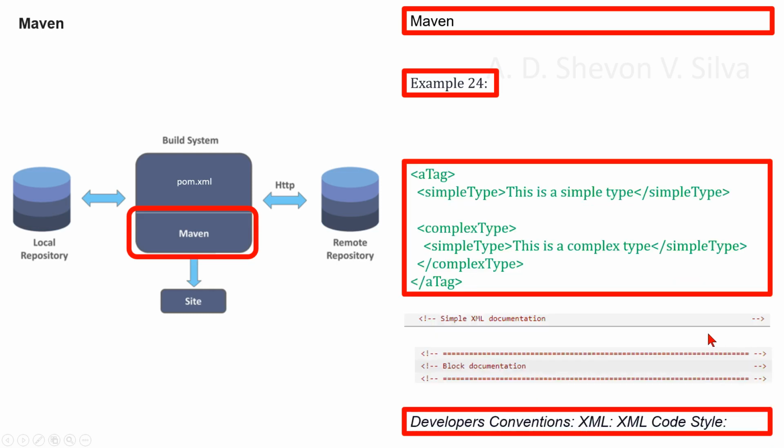Now we are considering developer conventions. XML code style in developer conventions. The Maven style for XML files is mainly indentation. Always use two spaces indents unless you are wrapping a new XML tag line, in which case you should indent 4 spaces.